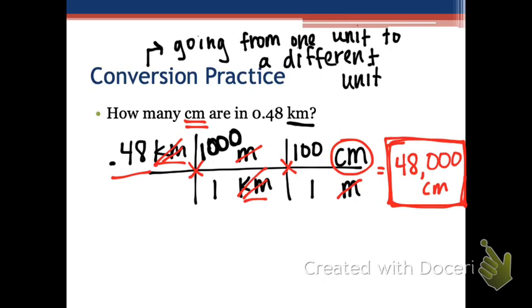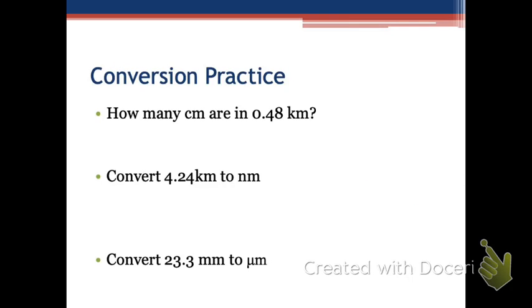Okay? Let's try the second one. Do you want to try that one on your own? Should you end up with a really small number here or a really big number? Really big, right? Because you're going from kilometers to nanometers. Nanometers are a fraction of a meter. Okay, so go ahead and do it yourself, and then we'll check it here in about a minute.